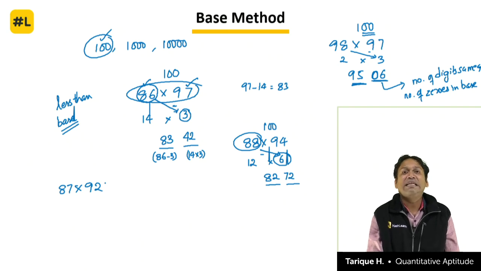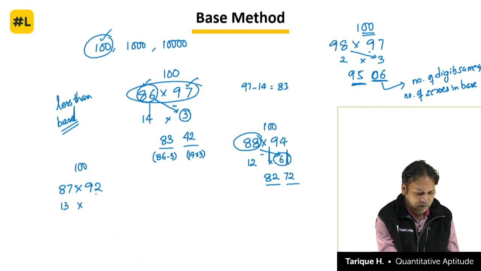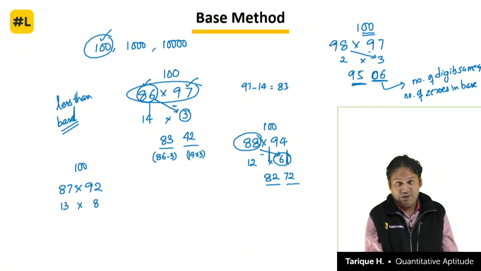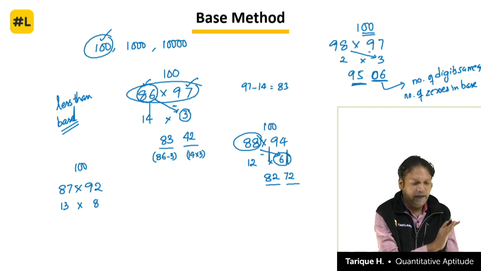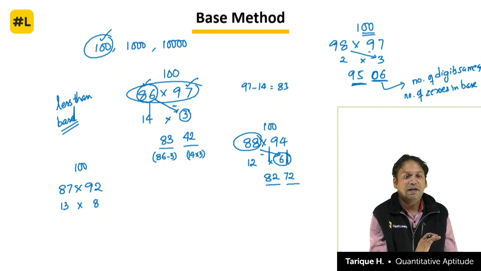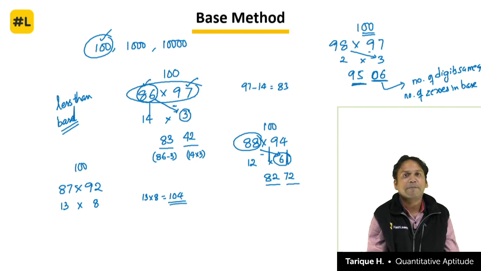Again, the number is less than the base. The base is 100. 13 into 8, because 92 is 8 less than 100 and 87 is 13 less than 100. So, 13 into 8 is how much? What is 13 into 8? 13 into 8 is 104. I am getting a 3-digit number here.